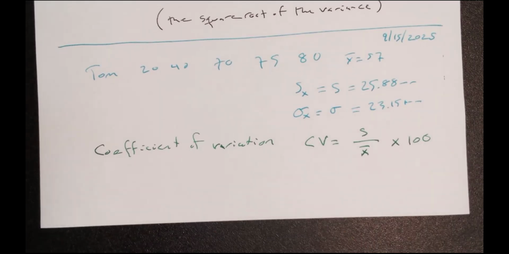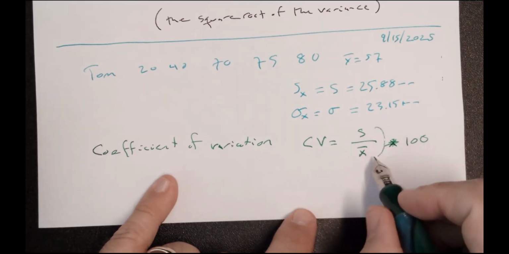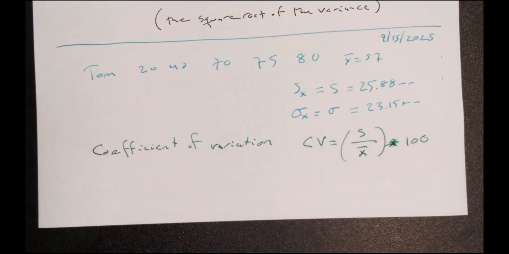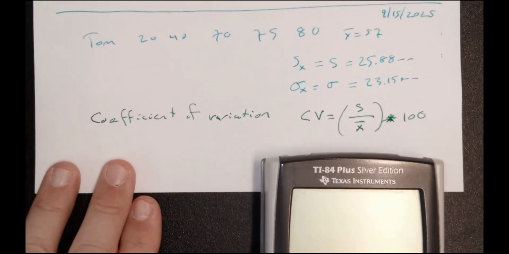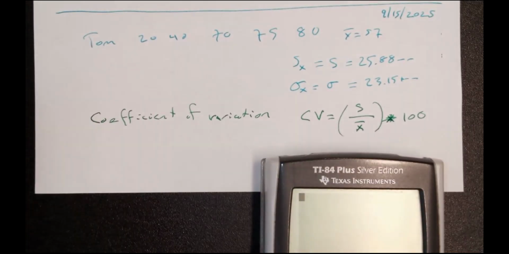I don't want to use that X there. That looks like I've got two X's. Let's just write it like that. So for our quiz data, our coefficient of variation is 25.88 divided by 57 times 100. So in this set of data up here on the screen, my coefficient of variation is 45.4.